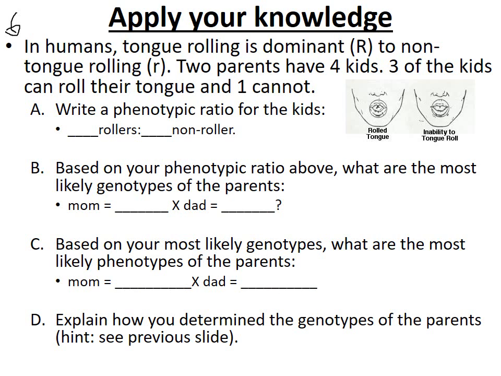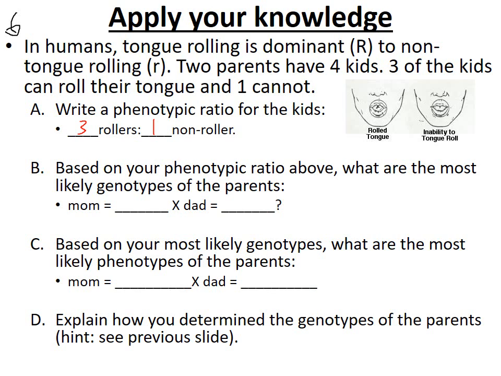So in humans, tongue rolling is dominant to non-tongue rolling, little r. Two parents have 4 kids. 3 of the kids can roll their tongue, 1 cannot. Write the phenotypic ratio of the kids. So we have 3 rollers to 1 non-roller.